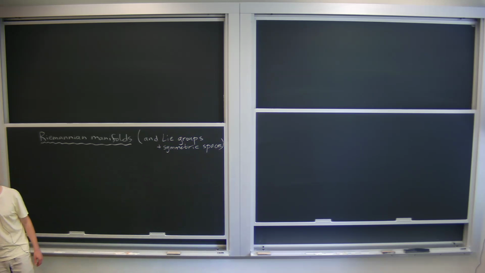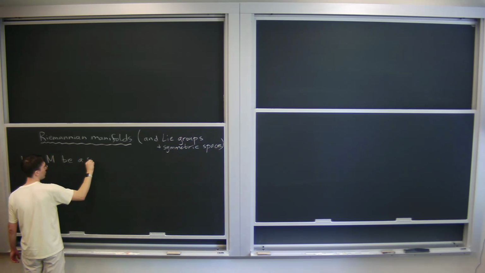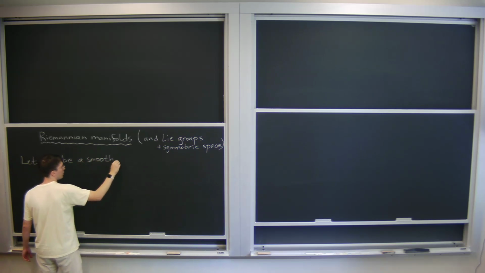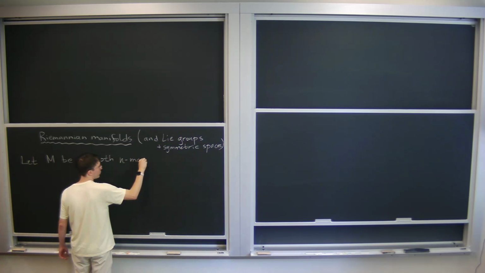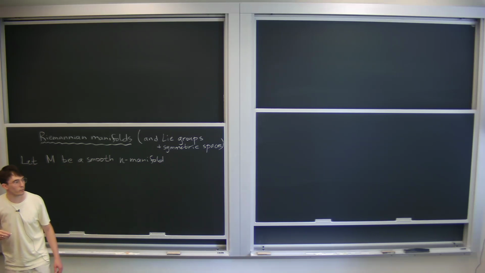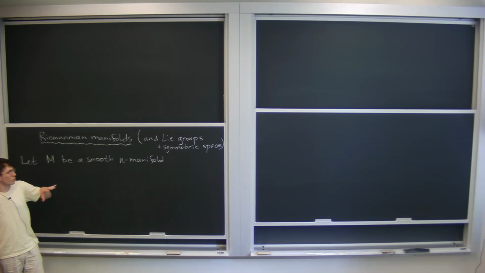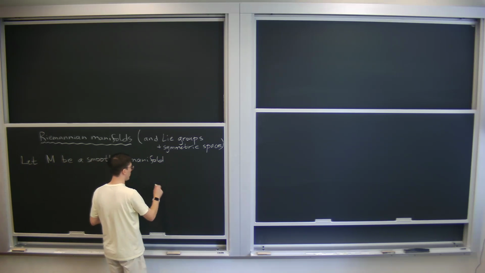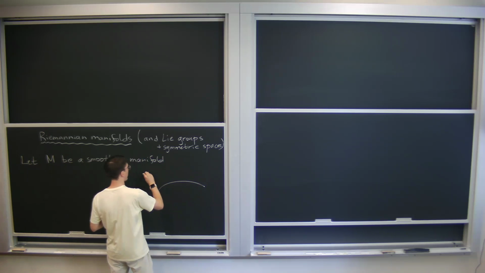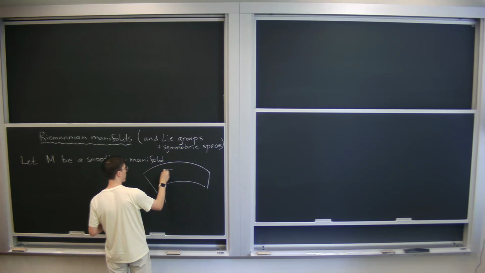Okay, so first of all, let M be a smooth manifold. From now on, most of our manifolds are assumed to be smooth, okay? So this means that we have an atlas of charts, right? Basically, charts are homeomorphisms. So we have a manifold M, and our charts are open sets U.